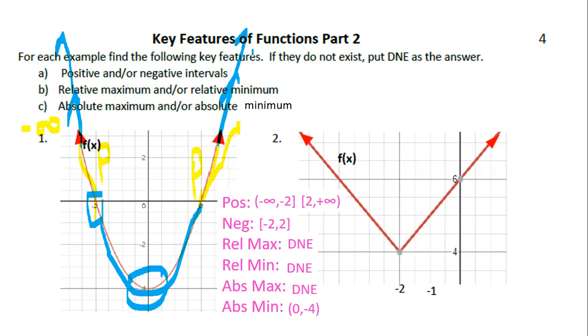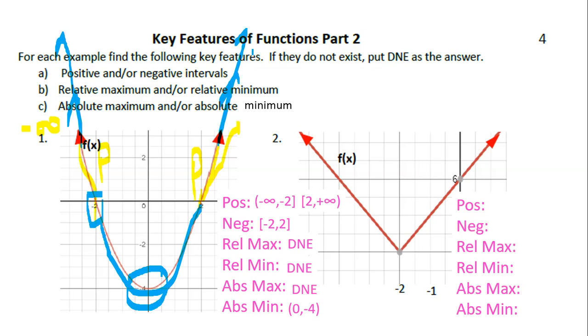Number 2, same thing, I listed out my 6 things. Positive interval, so where is the graph above the x-axis? Well, this entire graph is above the x-axis. So on the left, it's coming from negative infinity. On the right, it keeps going towards positive infinity. So the positive interval would be negative infinity to positive infinity.